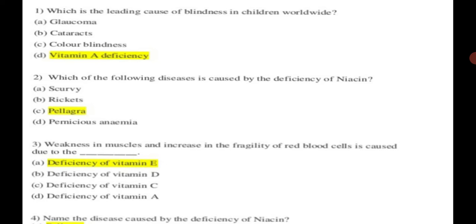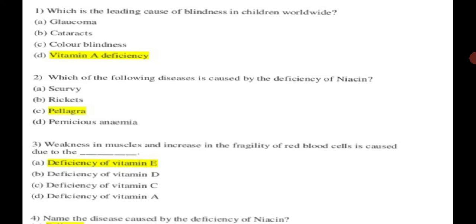Then question number 3: weakness in muscle and increase in fragility of RBC is caused due to? The answer is vitamin E. Vitamin E deficiency may lead to weakness in muscle and increase the fragility of RBC. Vitamin E is a fat soluble vitamin. It has an antioxidant quality and plays an important role in keeping your immune system strong. Vitamin E comes in several forms, but alpha tocopherol is the only one used by the human body.